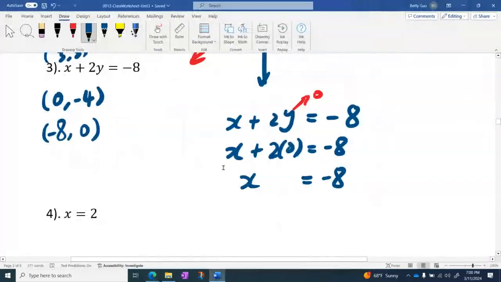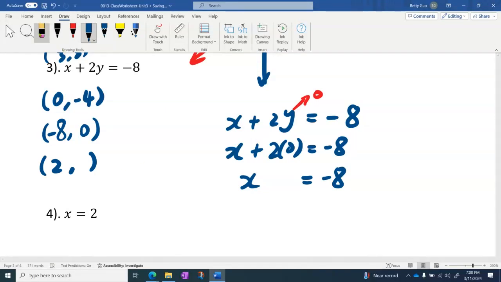And then one more. How about I let x this time be 2? What if I want x to be 2 this time? And what's the value of y? I want this pair to be a solution, and I want the x value to be 2. Then y has to be what value?